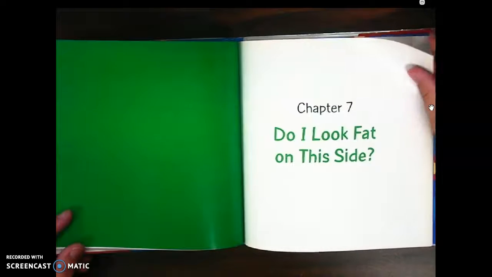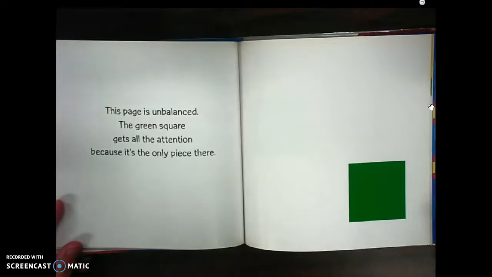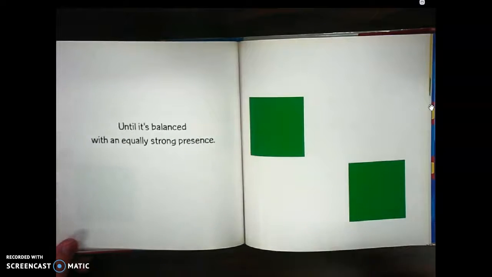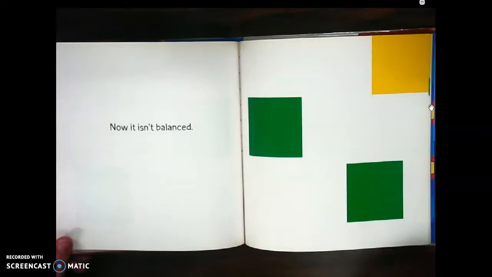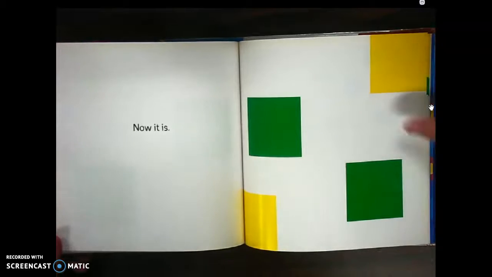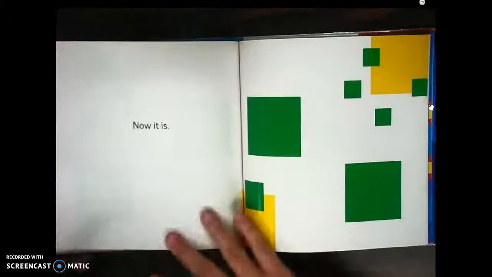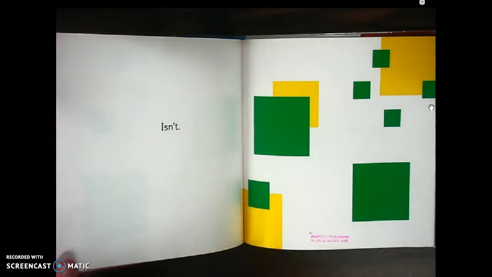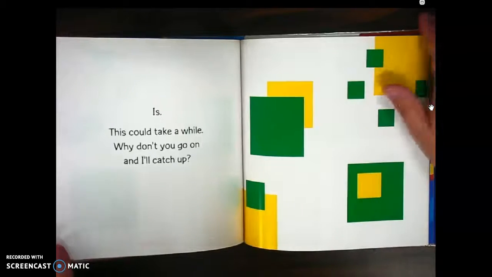Chapter 7. Do I look fat on this side? This page is unbalanced. This green square gets all the attention because it's the only piece there. Until it's balanced with an equally strong presence. Now it isn't balanced. Now it is. Now it isn't. Now it is. This could take a while. Why don't you go on and I'll catch up?